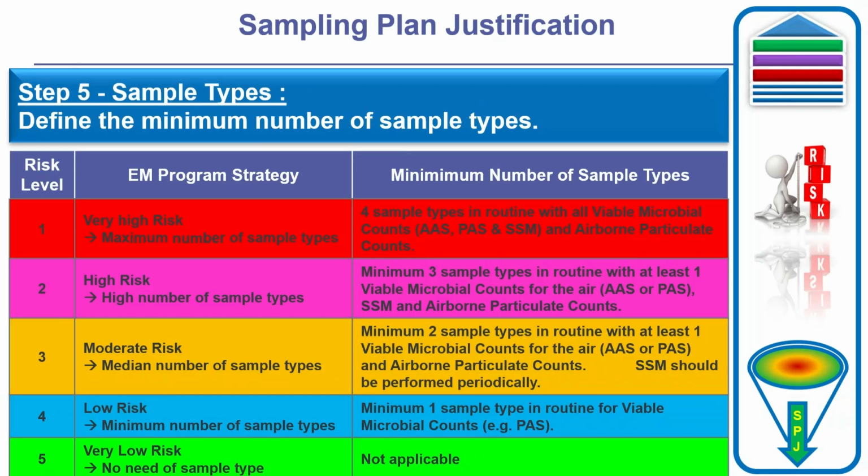Step 5, sample types, with the definition of the minimum number of sample types to be performed. That means here you have the 6 risk levels we defined before, with a different environmental monitoring strategy, and you have the minimum number of sample types to be applied for the quotation.